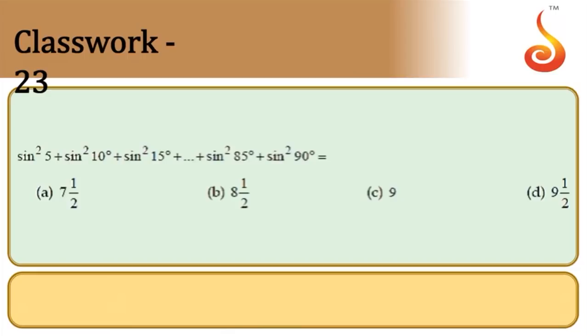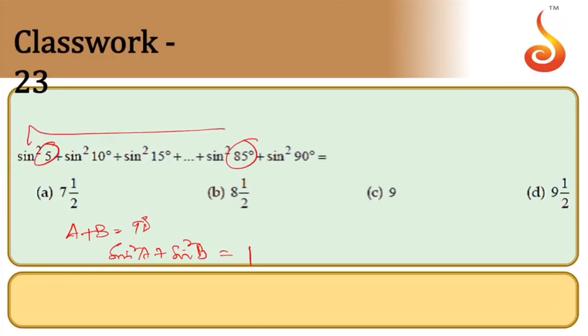Let me consider 23. When you take up the angles over here, we have a concept that when a plus b is equal to 90 degrees, sine square a plus sine square b is equal to 1. So by using the concept, 85 and 5, the sum happens to be 90, and the sum of these values is equal to 1. Similarly, 80 degrees and 10 degrees, the sum happens to be equal to 1.